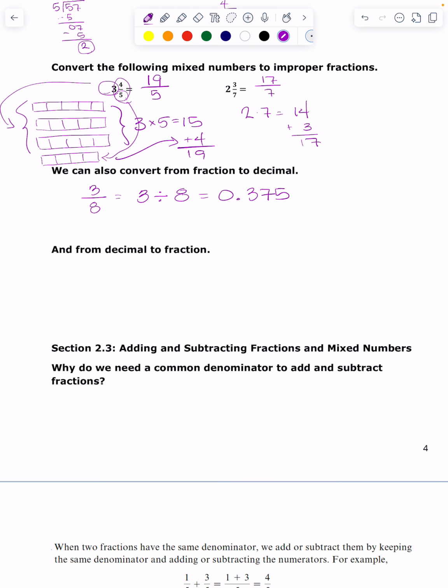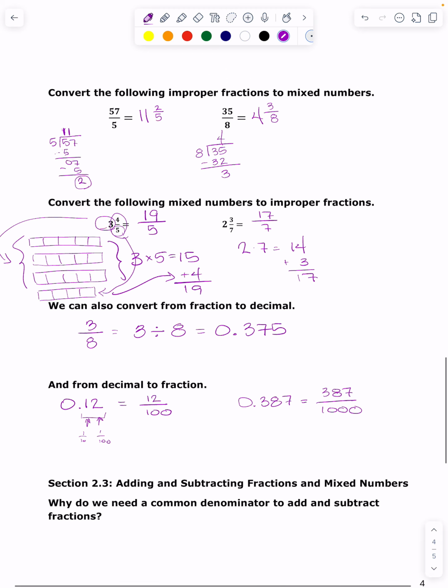When we want to go the other way, from a decimal to a fraction, we have to remember our place values. Tenths, hundredths. So we can take any decimal and write that part as the fraction. The more decimal places, the more zeros in the denominator. And that is it for page 4.